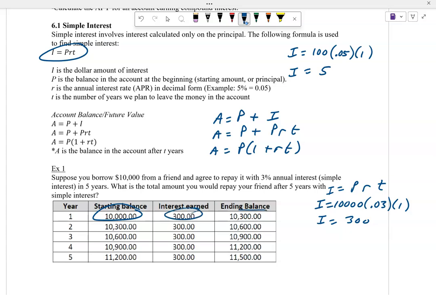You end up with $10,300 at the end of year one, right? And again, simple interest just means you're only getting $300 every year. It stays the same, because it's on the original amount. So it's just going up linearly. See how it goes up $300 by the end of each year? And so you end up with $11,500 after 5 years for this scenario.